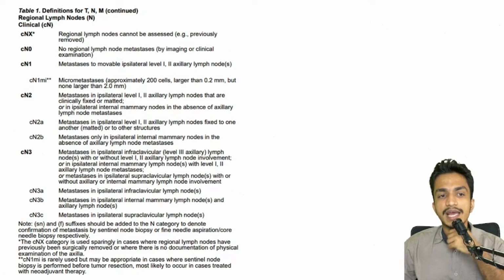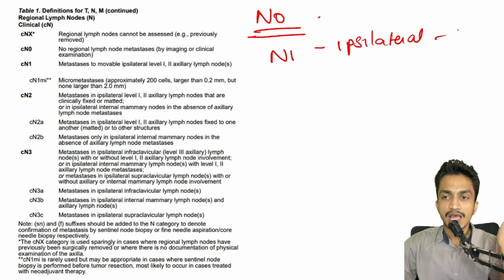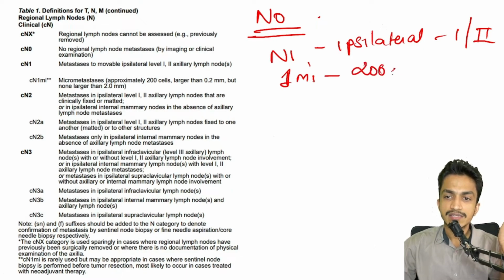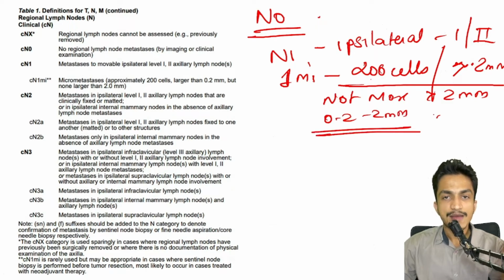Coming to the lymph node or the N staging, so clinical and pathological are both different. So if there is no lymph node, then it is N0, that is either by imaging or clinical. If by imaging or clinical there is a lymph node metastasis to ipsilateral level 1 and 2 lymph nodes with micrometastasis, that is 200 cells or larger than 0.2 mm, but not more than 2 mm. So if the micrometastasis is present, that is 200 cells or the size between 0.2 to 2 mm, it is N1mi. Or only if there are clinically detected lymph nodes in ipsilateral axillary lymph node stations 1 and 2, then it is N1.